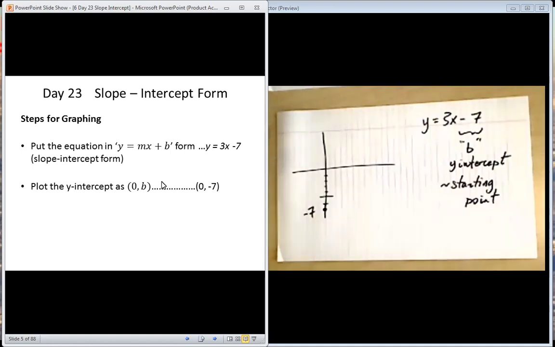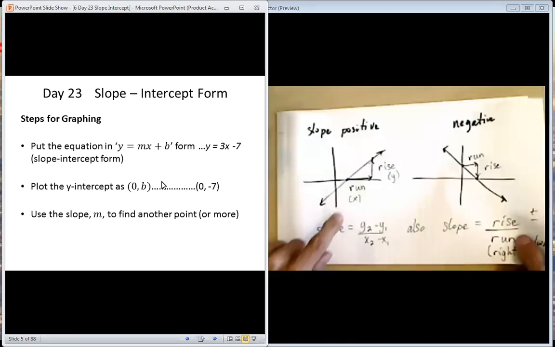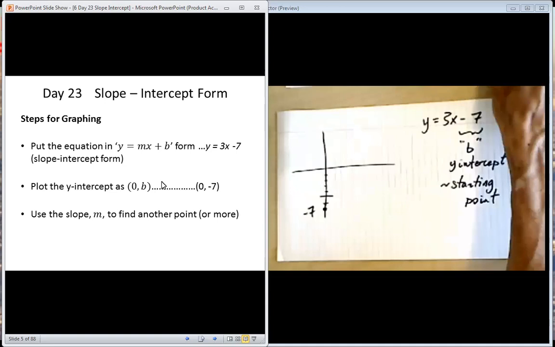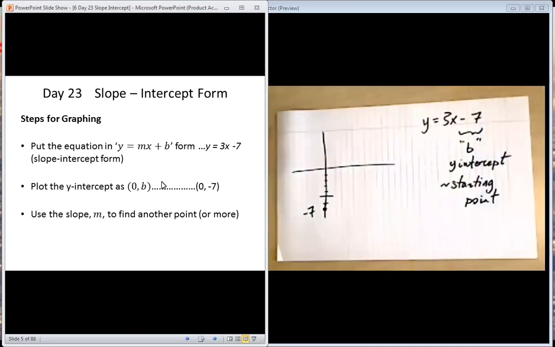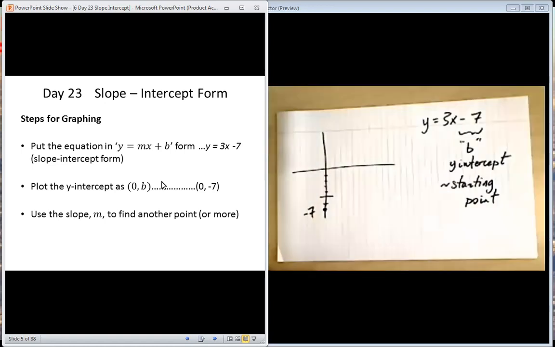Okay, fantastic there. Next, what happens then? We use the slope like we did on the earlier slides with the rise and the run to get a second point. And then once we have two dots, we're good to go. Lay the ruler down, connect them, and that's it there.